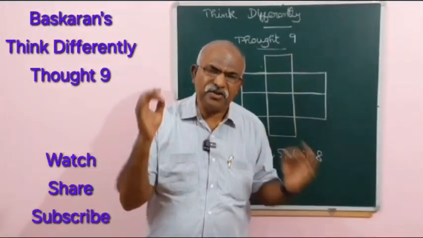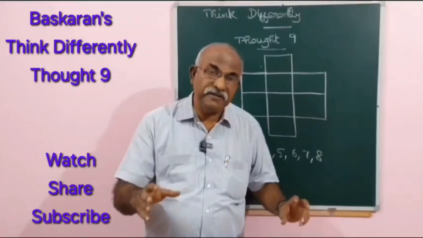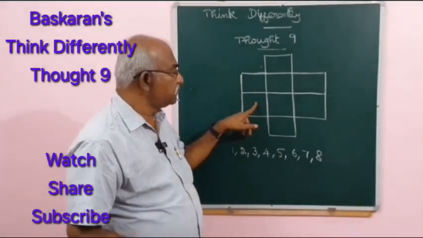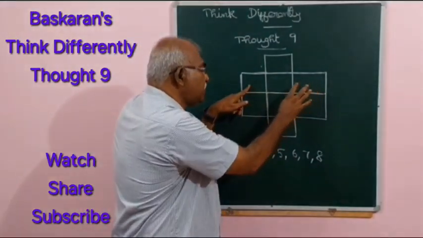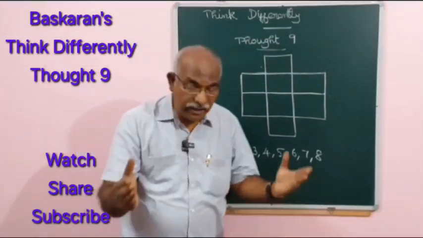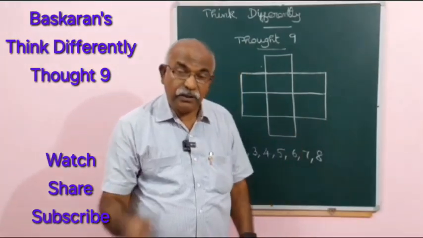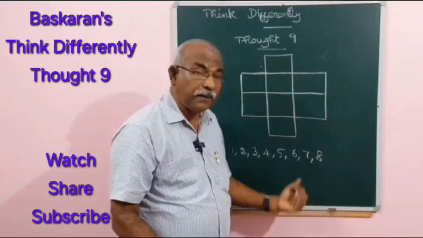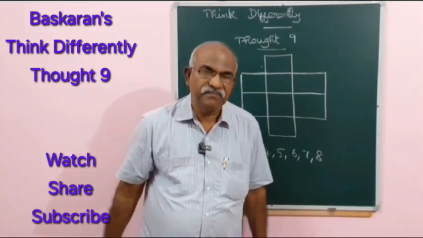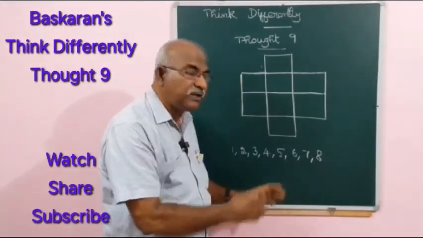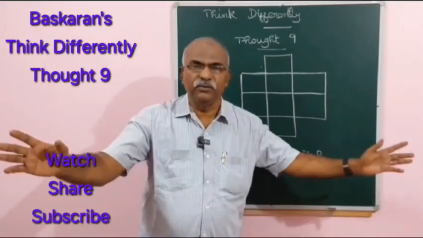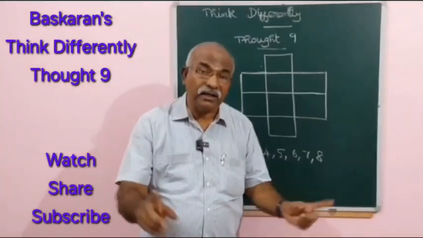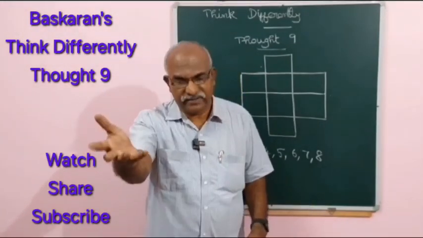Top 9 is an interesting puzzle and at the same time a very simple puzzle. What are we to do? Look at this diagram. There are 1, 2, 3, 4, 5, 6, 7, 8 smaller squares. You have to fill these 8 squares with the 8 numbers 1, 2, 3 up to 8 such that condition 1, each number should occur once and exactly once. Condition 2, successive numbers should not occur in neighbouring squares.